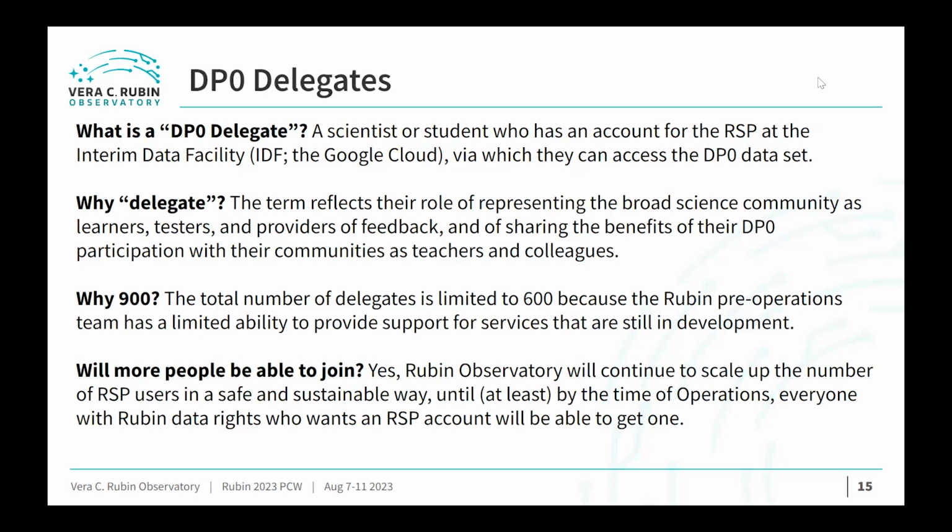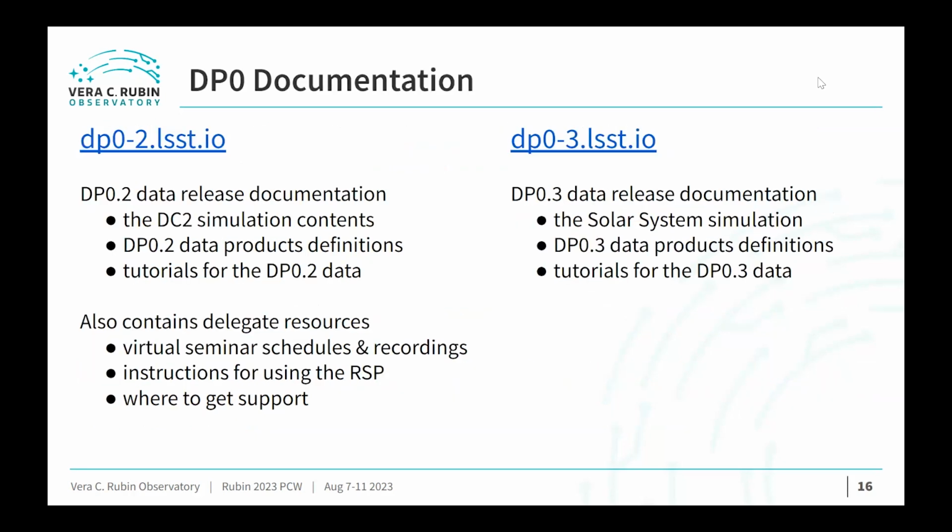And also your role as you might be the only one at your institute right now who's engaging with Rubin Observatory and Data Preview 0. So you become the local expert, and now you can take what you learn back and share it with your local community. Accounts are currently limited to 900 people. We're just still ramping up. I'm sorry, the slide still says 900 and 600. But yeah, we're ramping up. There's spaces available, so go ahead and request your RSP account. And more people will be able to join as we approach operations.